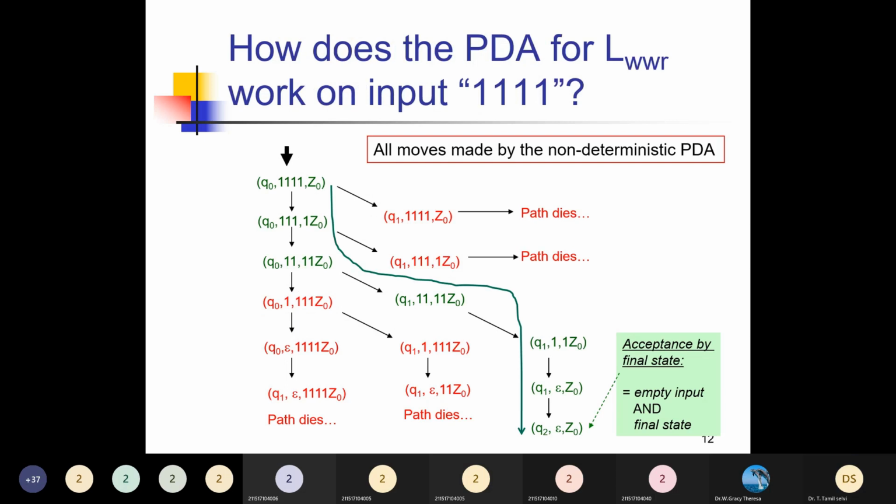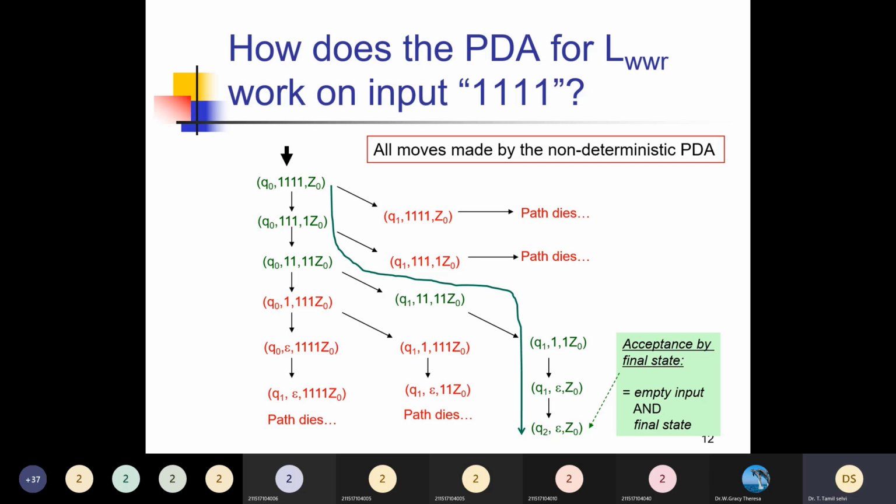And then this instantaneous description is used to check whether the given string is a valid string for the given language. For this checking purpose, we are using ID, like our extended transition function in finite automata. So see here, all moves made by the non-deterministic PDA. q0 is the current state, these are all the input string, and Z0 is the top of the stack. So this is the initial condition.